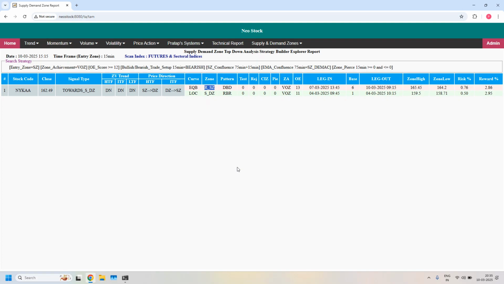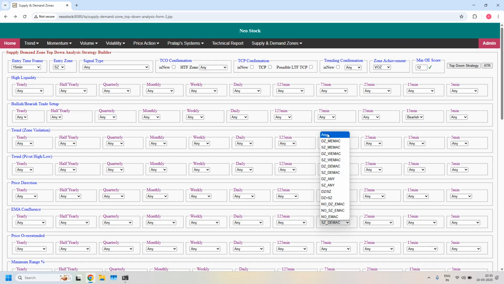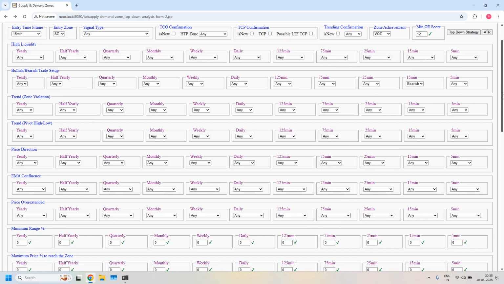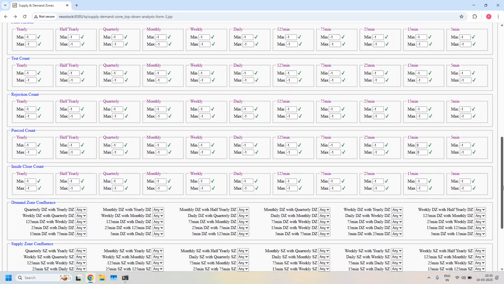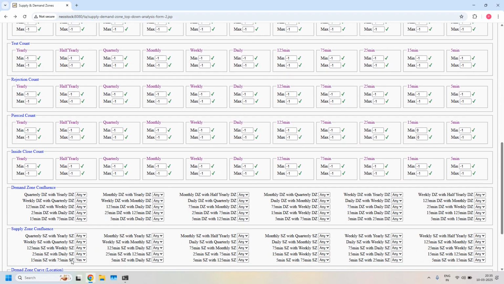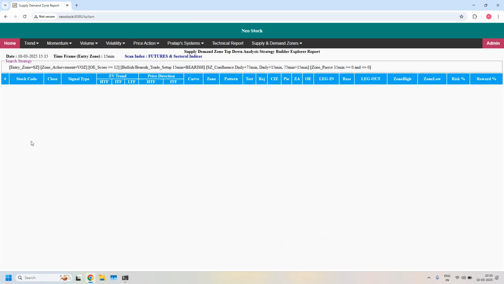success. Okay, next we will filter based on LTF, ITF, HTF supply zone confluence. Removing EMA filter. In the supply zone confluence, we have to set 3 filters. First filter is already enabled. Second filter, 15 minute supply zone with daily supply zone confluence and 75 minute supply zone with daily supply zone confluence. So we don't have any stocks with LTF, ITF, HTF supply zone confluence. None of the stocks are available.